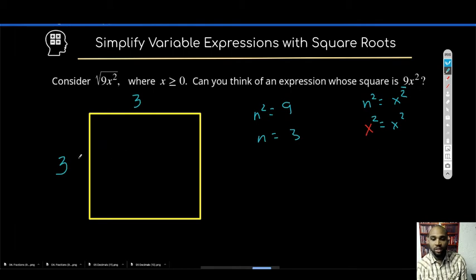So what that's saying is that if I take x times x, it'll give me x squared. So 3 times 3 gives me 9. x times x will give me x squared. So the square root of 9x squared is simply 3x. I just took the square root of each term, the 9 and the x squared.